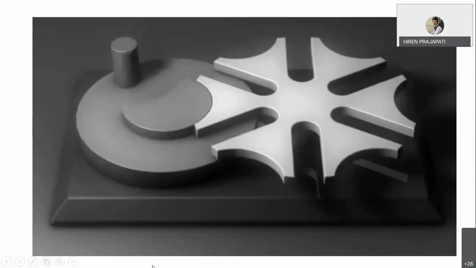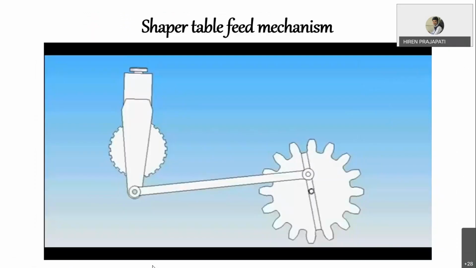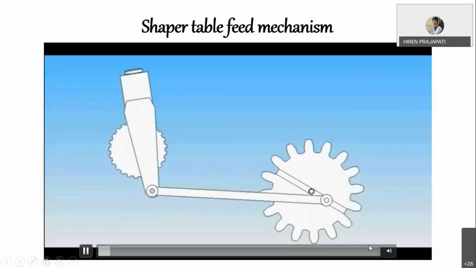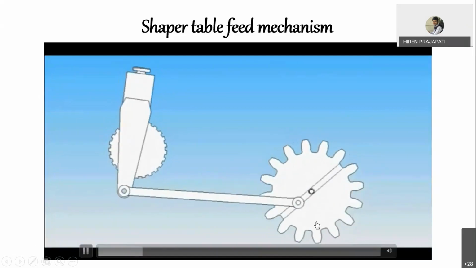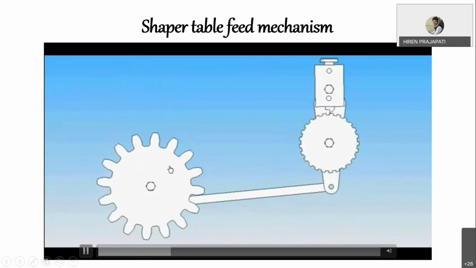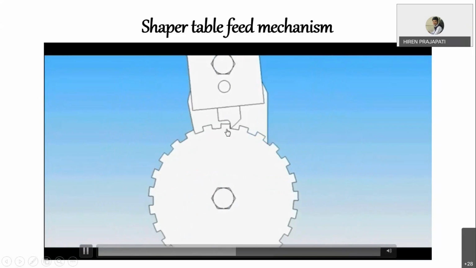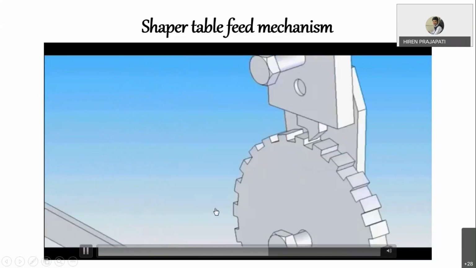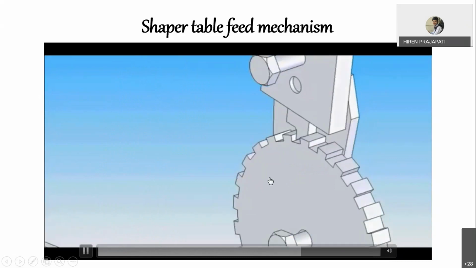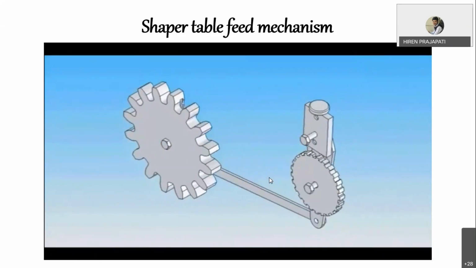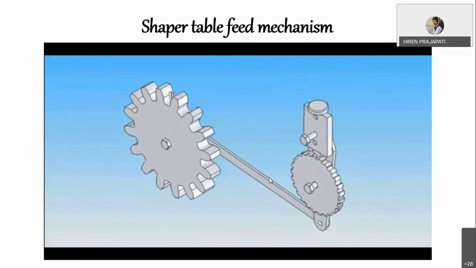Now I move further. Then the shaper table feed mechanism. This mechanism is generally used in the shaper table, which is again ratchet and pawl mechanism inspired. You can see here, this wheel is continuously rotating. This wheel is getting feed from the motor, and because on the backside we have a ratchet and pawl drive, the table rotates intermittently, not continuously. So this mechanism is used in the shaper machine for intermittent motion. It's a ratchet and pawl mechanism, right?